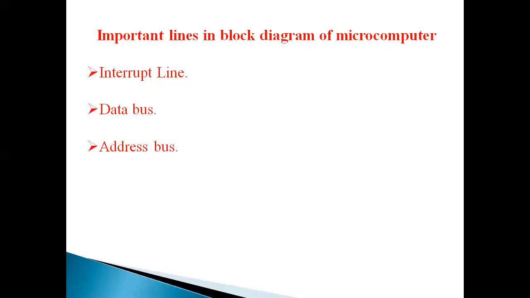The third one is the address bus. It is an output bus and it is unidirectional. It means the data flows in only one direction. Control bus. It is a computer bus that is used by the CPU to communicate with the devices.